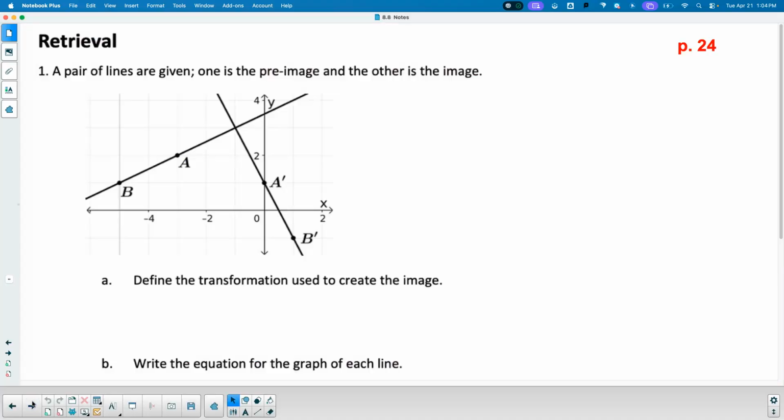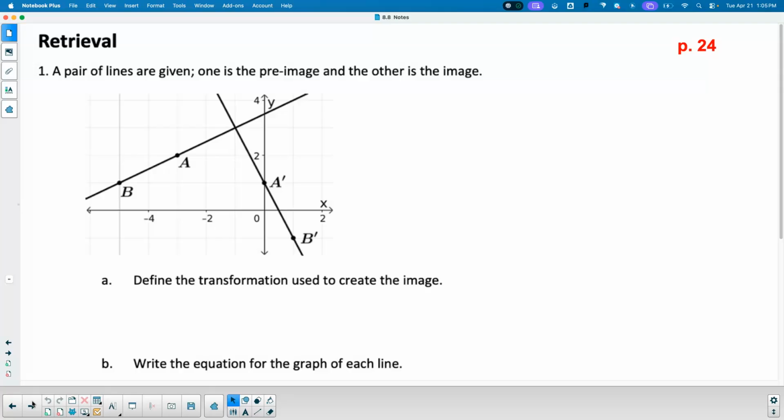So we are on page 24 in your note packet. Okay? A pair of lines are given. One is the pre-image and the other is the image. Okay? So line AB is the pre-image. Line A prime, B prime is the image. Okay? Define the transformation used to create that image.